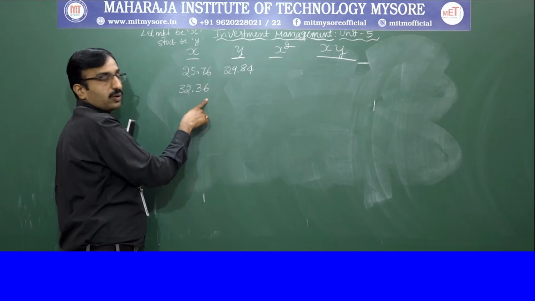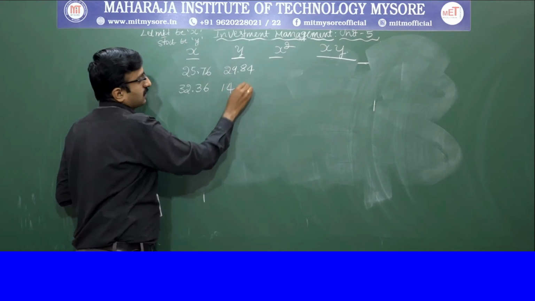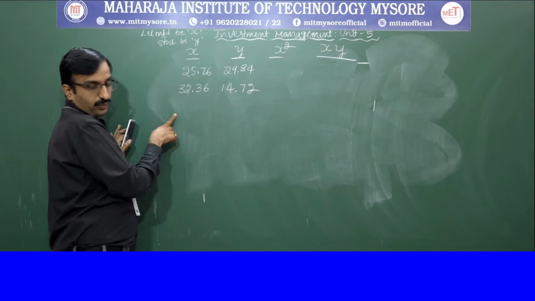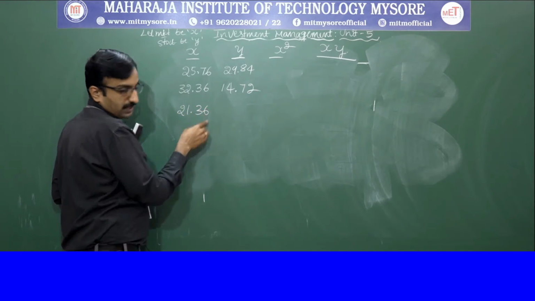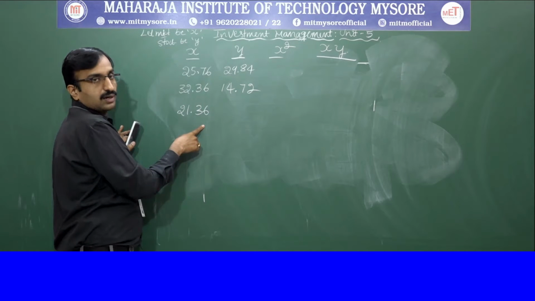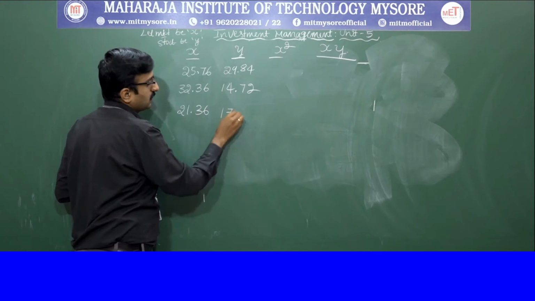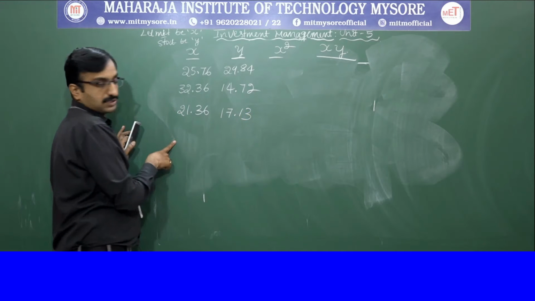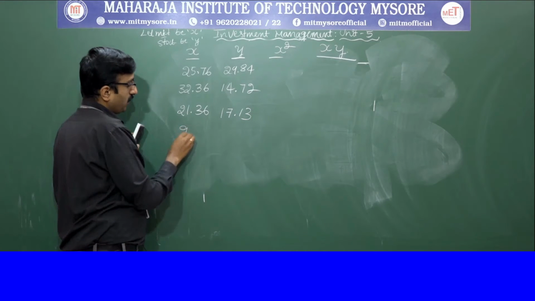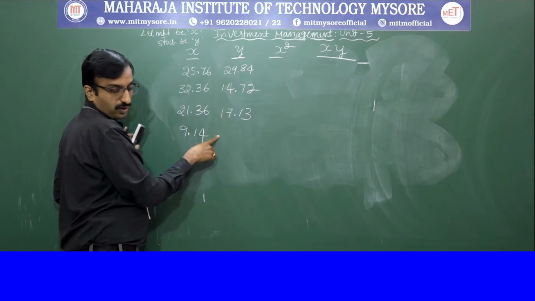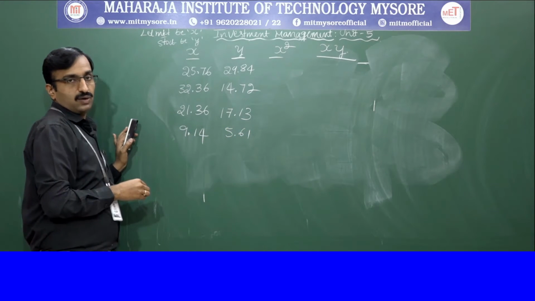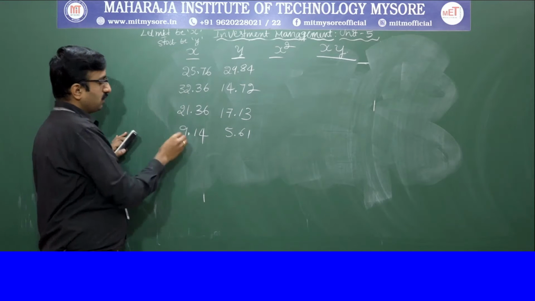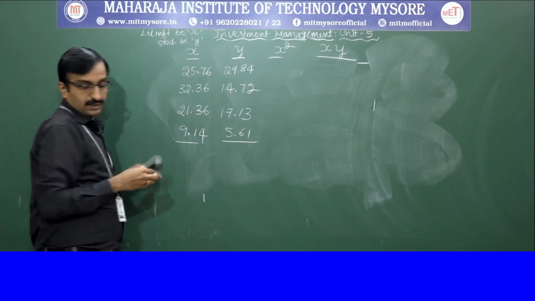Then we got 32.36 and we got 14.72. Then we got 21.36 and we got 17.13. Lastly, we have got 9.14 and 5.61. This is how we have the values. So do the sum of this.